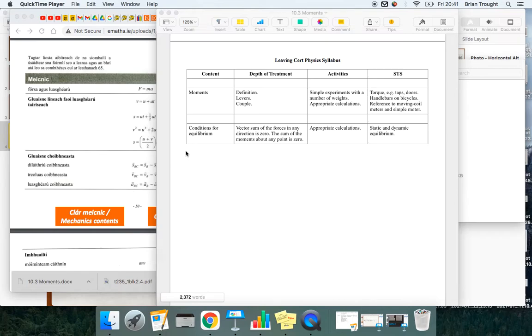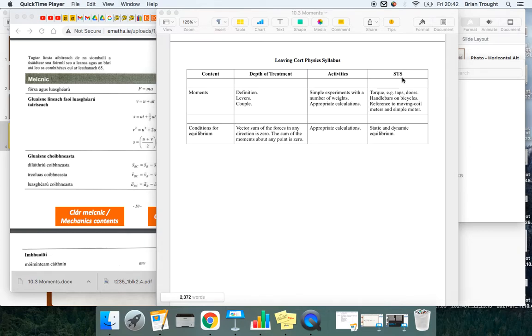Okay, let's start with the syllabus. On this section of the chapter, you need to understand what a moment is. You need the definition of a moment, the definition of a lever, and the definition of a couple. Activities: you should engage with simple experiments with a number of weights. We'll do that when we get back to school. And you should also be doing appropriate calculations related to moments, levers, and couples.